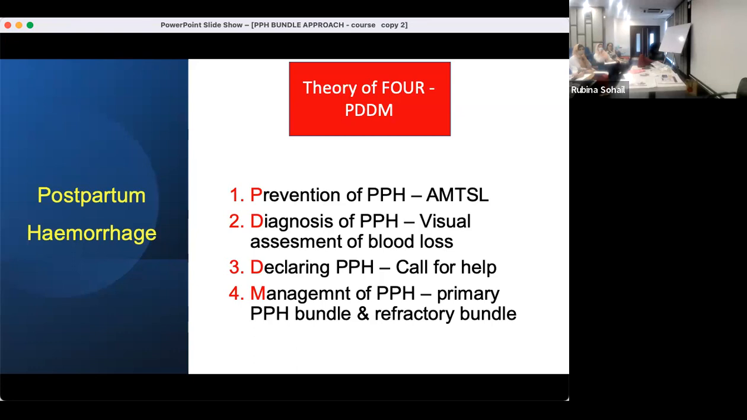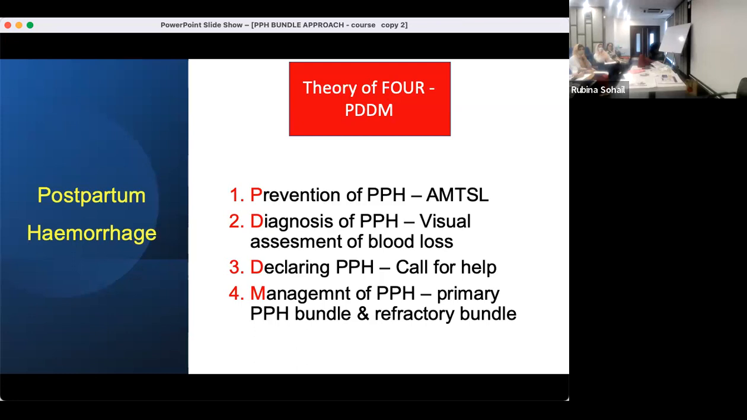you should declare PPH. Declaring PPH means that you should call for help. The emergency measures, the PPH bundle approach that you are talking about, should be initiated as soon as PPH is declared. So declaration of PPH is important. Someone might say, it has become 510 ml, so what should I do? The patient is absolutely fine, why should I raise an alarm? But it is important, because the best treatment of PPH is that the earlier you do this, the quicker your patient is going to be saved.